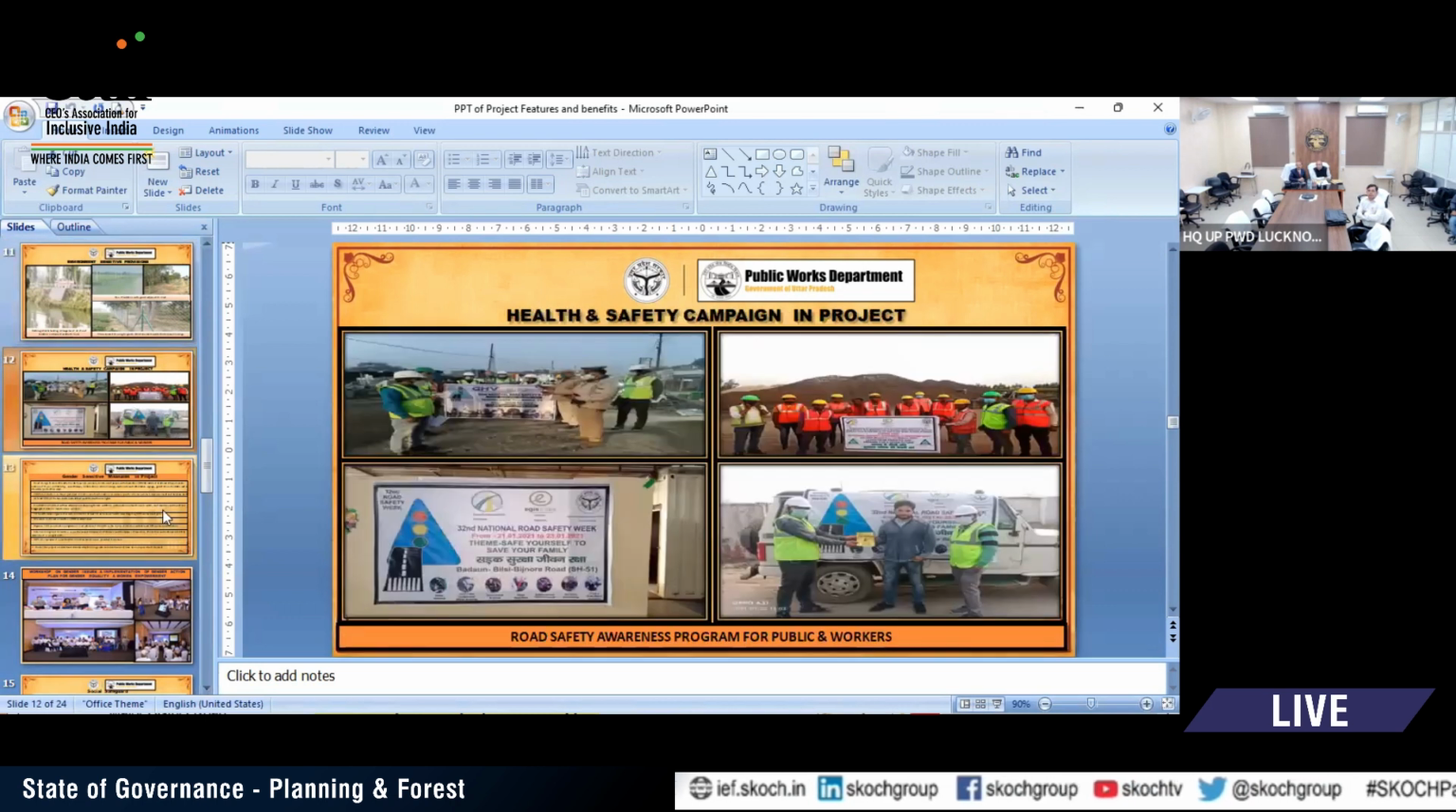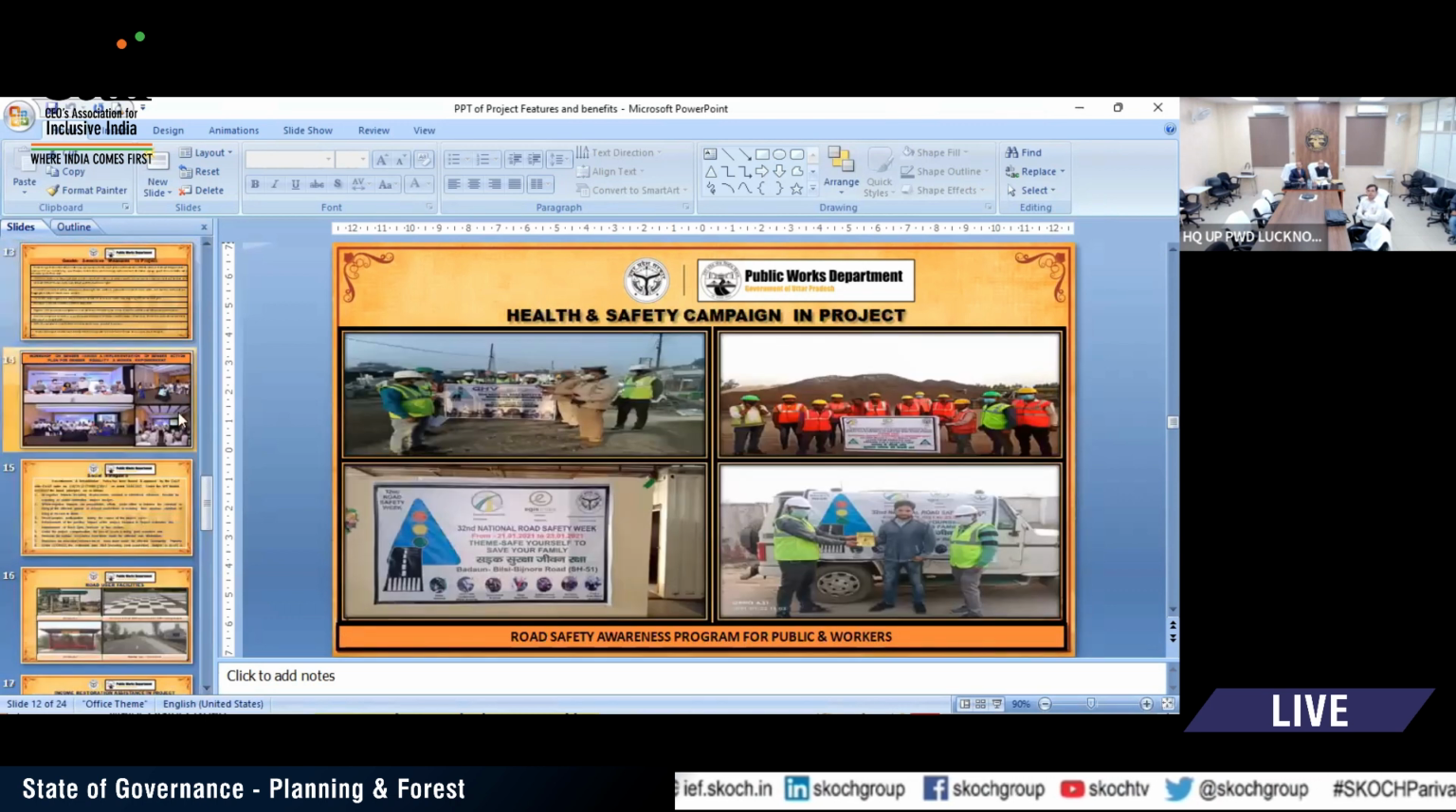Next. These are health and safety, apart from our road infrastructure project. We have included health and safety campaigns in the project as part of the project, to make the project useful for the masses.